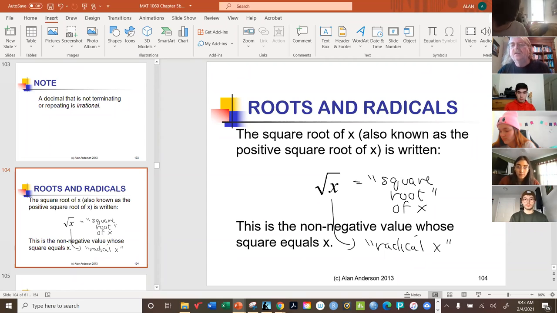Now, what's interesting here is that this symbol is just another way of expressing the following. This is equal to x raised to the 1/2 power. That's what it actually means. You're taking x and raising it to the 1/2 power. It looks cool, but that's all that it represents.